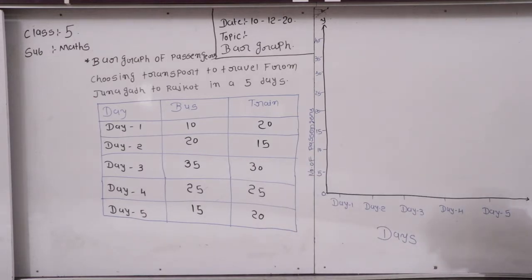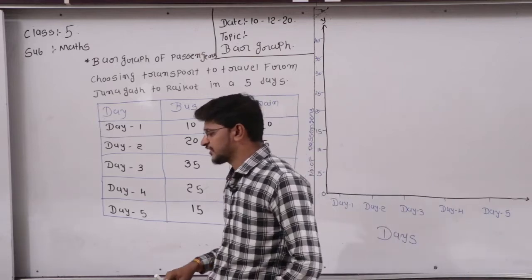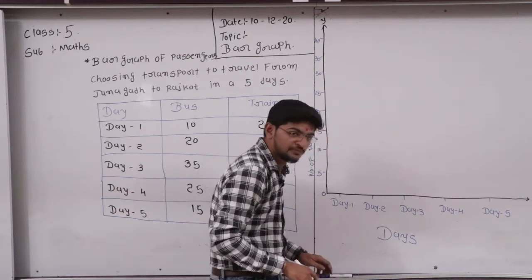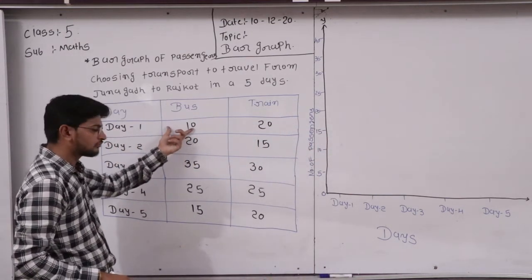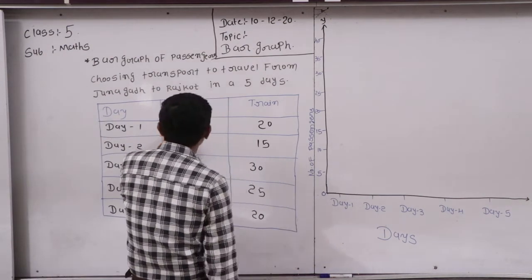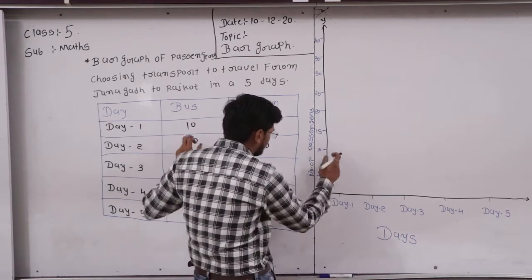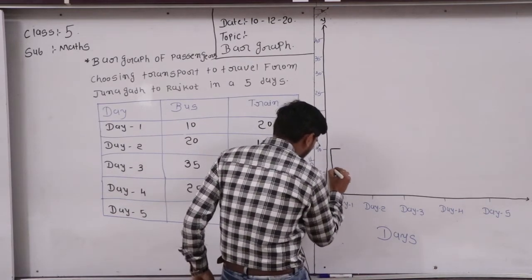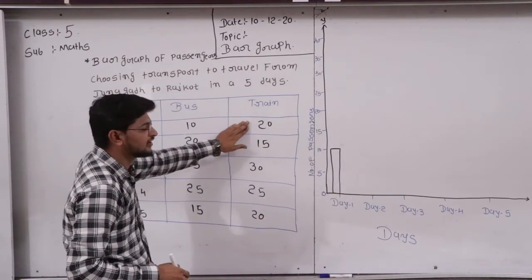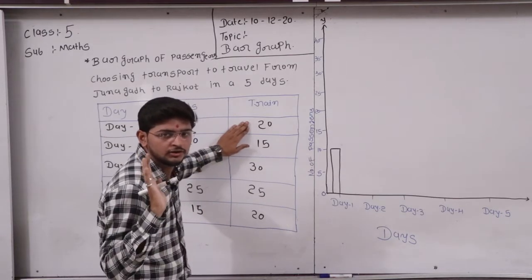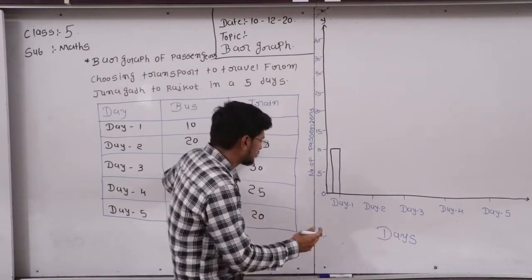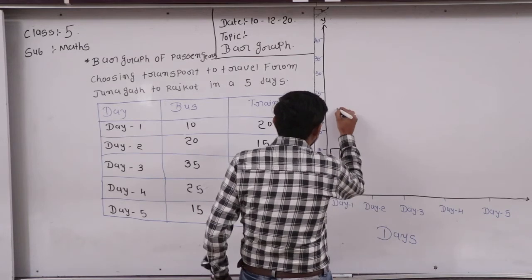Now we draw a bar graph over day 1. How many passengers choose a bus? 10. So what do we do? We find day 1 on the x-axis here and 10 on the y-axis. So we draw a bar for the bus. And also 20 passengers choose a train on day 1. So for day 1 we draw a second bar on day 1 here. So day 1 here and 20 is here. So draw here.